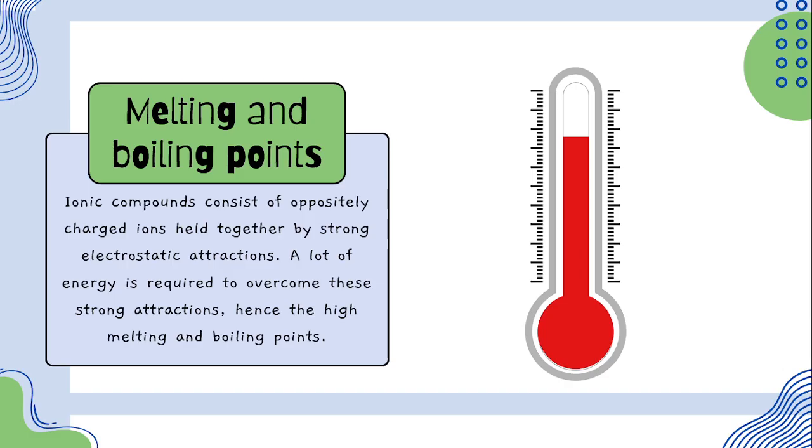Other properties of ionic compounds are the melting and boiling points. Ionic compounds consist of oppositely charged ions held together by strong electrostatic force. We've stated that. That's the force of attraction between the oppositely charged ions. So a lot of energy is required to overcome this strong attraction. Hence, this gives rise to their high melting and boiling points, because of the high energy required to overcome the electrostatic force of attraction between the ions.